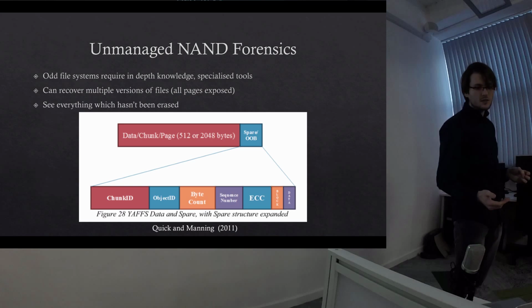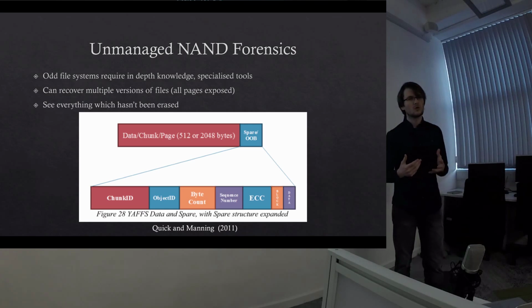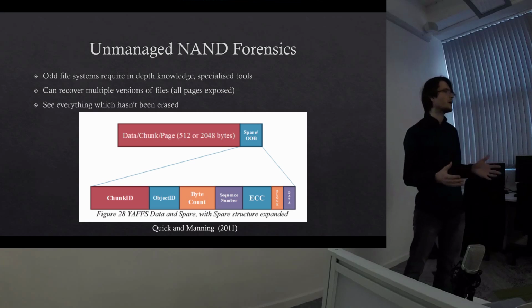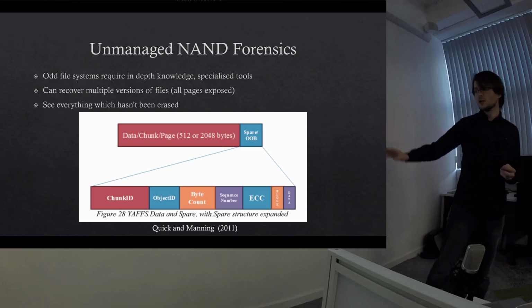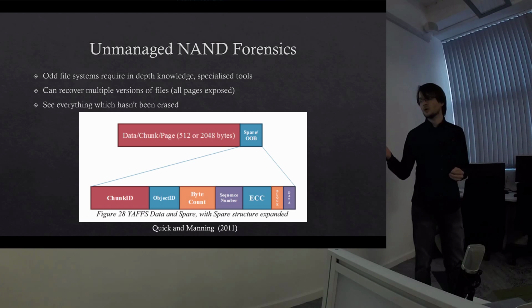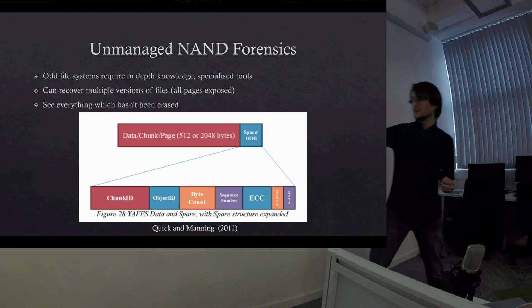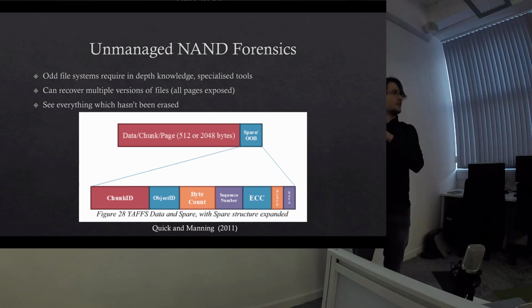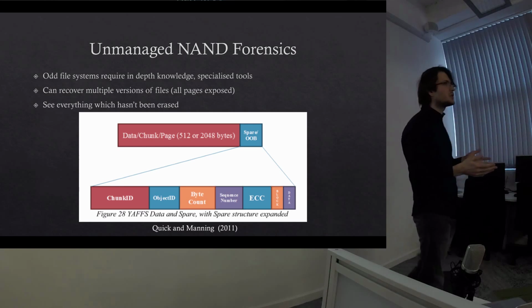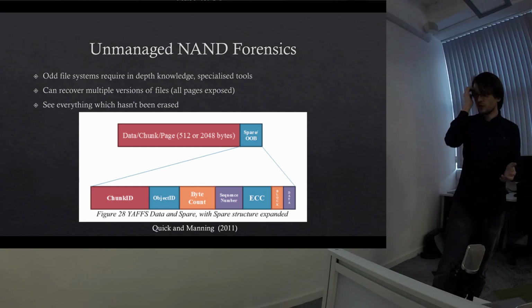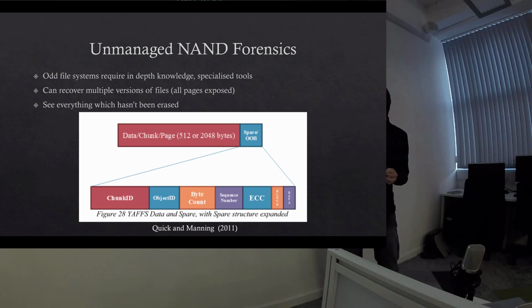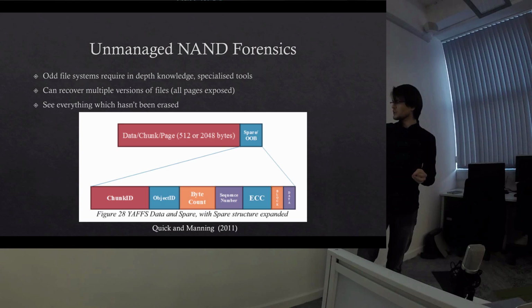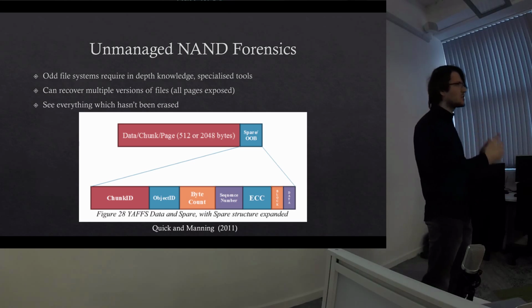So for unmanaged, you get a lot more of the behind-the-scenes stuff going on. So if it's unmanaged and you do a physical or logical acquisition, you'll get something that looks like this. This is a paper that talks about how one of the flash-aware file systems works. So you've got your big data chunk, and then at the side you've got the spare area, which is sort of ambiguous and used differently by different file systems and different flash controllers. But this is the stuff I was talking about. You've got IDs, you've got sequence numbers, you've got some error correction, and it sort of exposes a bit more.